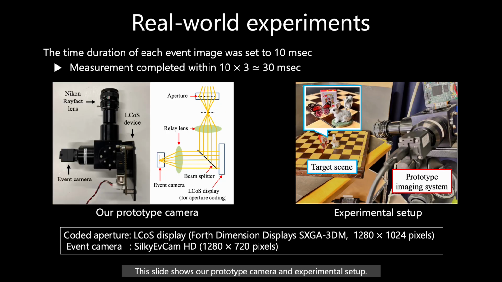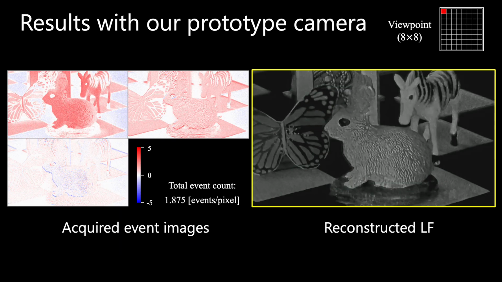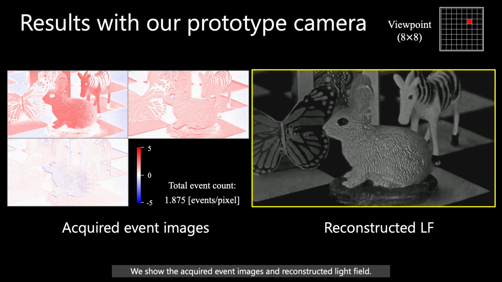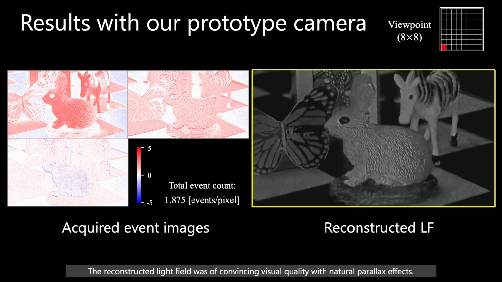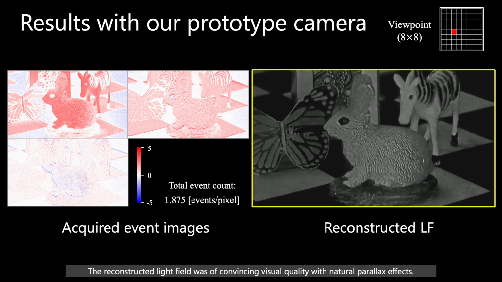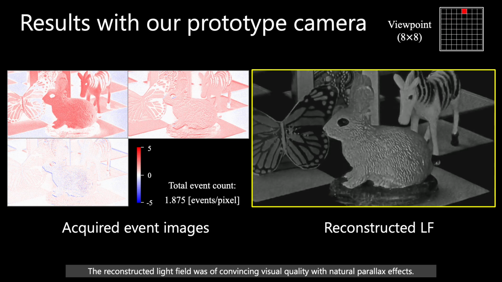This slide shows our prototype camera and experimental setup. The time duration of each event image was set to 10 milliseconds. Therefore, the measurement can be completed within 30 milliseconds. We show the acquired event images and reconstructed light field. The reconstructed light field was of convincing visual quality with natural parallax effects.